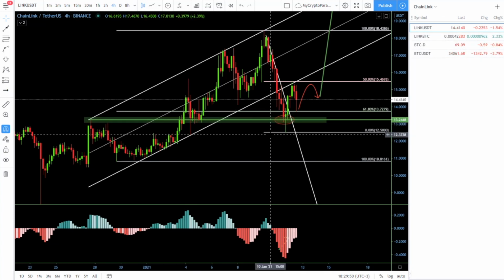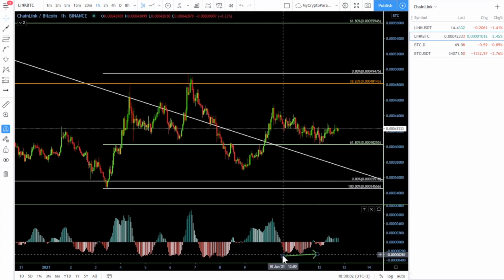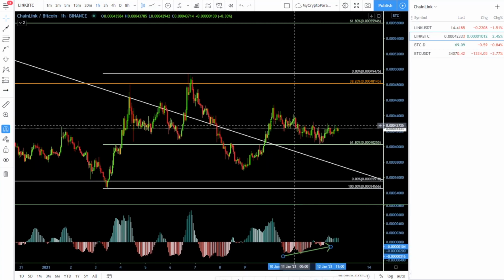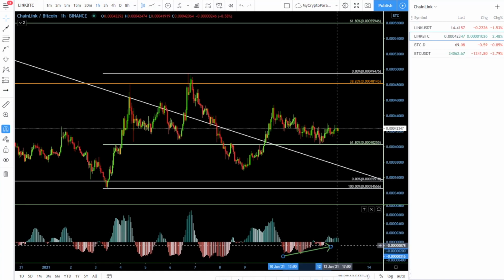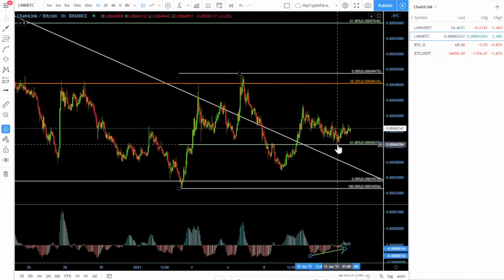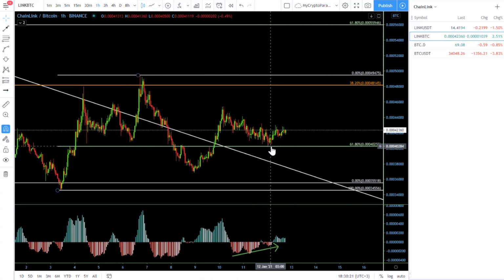Now let's look at the Link against the Bitcoin. So starting with a 1 hour chart, and yet again what we can see is the bullish divergence forming right there. So price is moving down and MACD is starting to rise. Besides, we had rejection of the 61.8 Fibs at 40k Satoshis, which also implies that this could have been the support that is established.